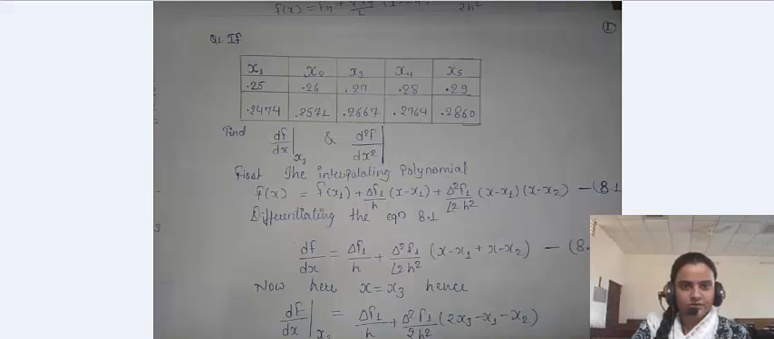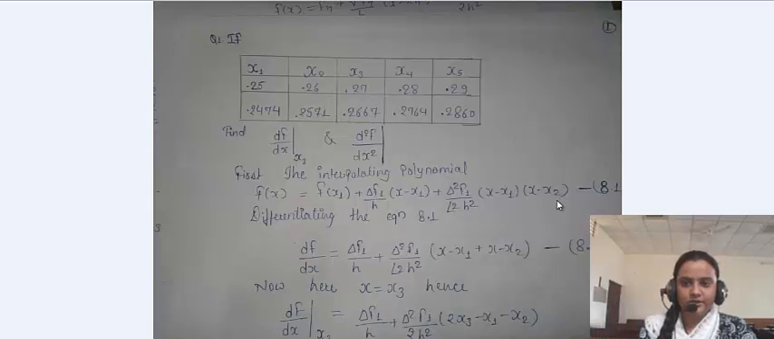The very first question here we can see is a table having 5 points and the corresponding function values. The points are 0.25, 0.26, 0.27, 0.28, 0.29 and their corresponding values as we can see in the table. Now find df by dx at x3 and d square f by dx square at x1. So to find this value, let us take the interpolating polynomial.